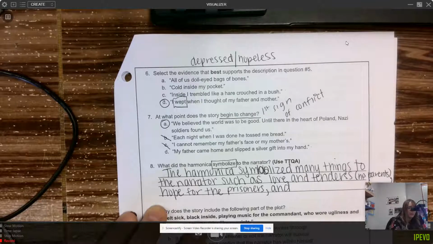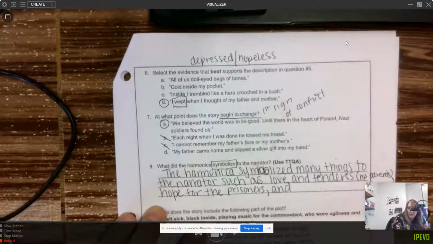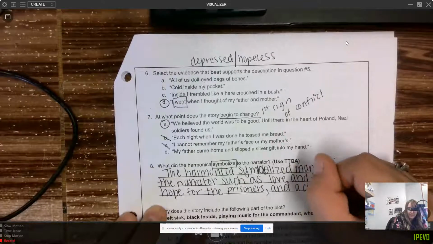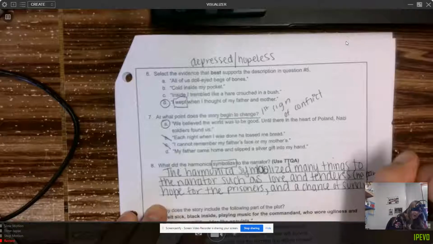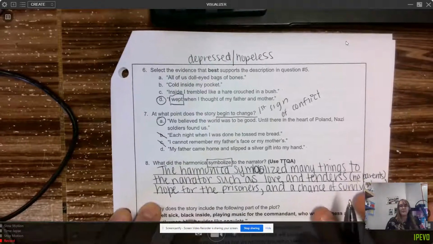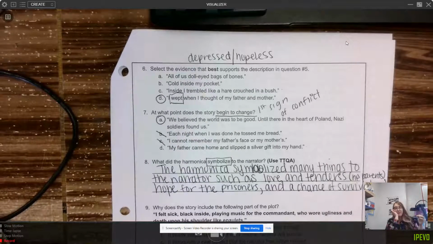But it also represents survival. It's a way for him to survive, right? He's playing for the guy that is the one that's torturing them. And what does he do? He gives him bread. So, and a chance of survival. So it symbolizes a lot of different things. Okay. All right. Go ahead and pause this video if you need to write this down, but I'm going to go ahead and move on. So hit play when you're ready.